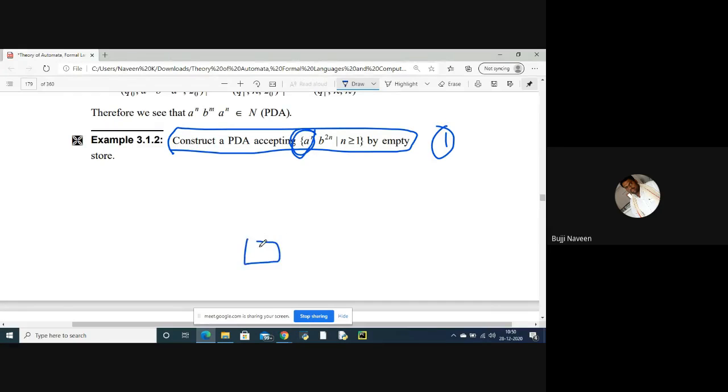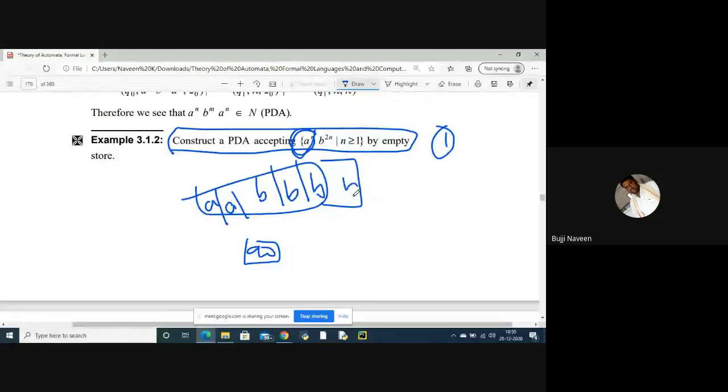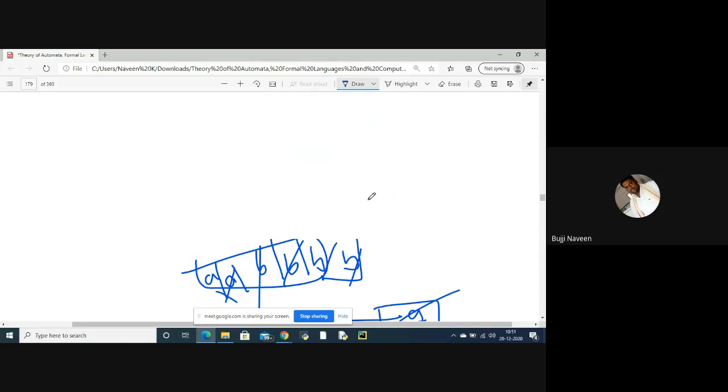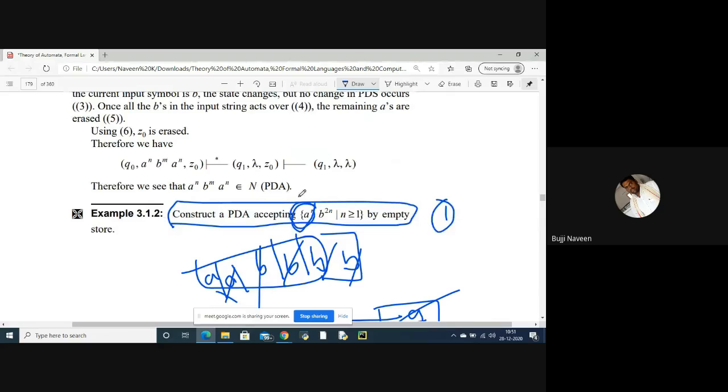So for example, q0, with two A's and four B's. If we have a stack here, if the input is A, we need to push two A's. Again, if the input is A, we push two more. Then for input B, we need to pop: for all four B's, we need to pop all four A's. So this is the example of a push-down automata for the language L equal to a^n b^2n.